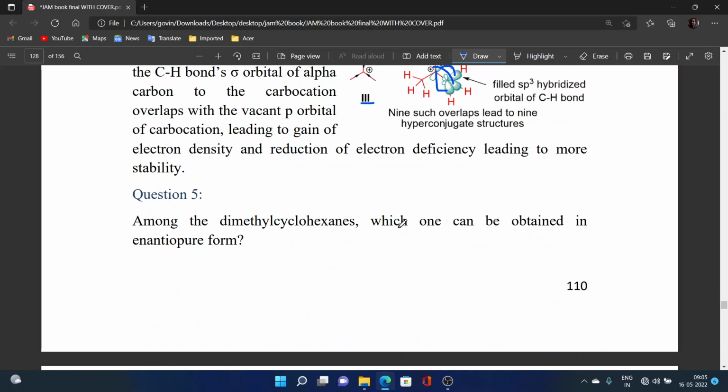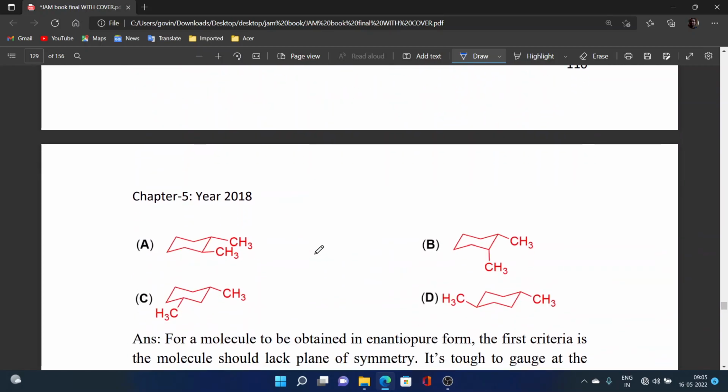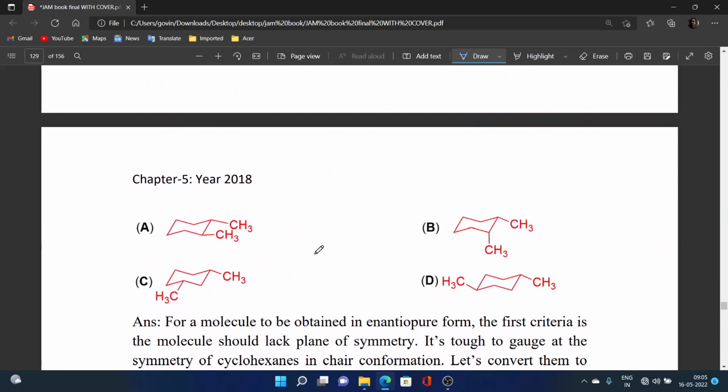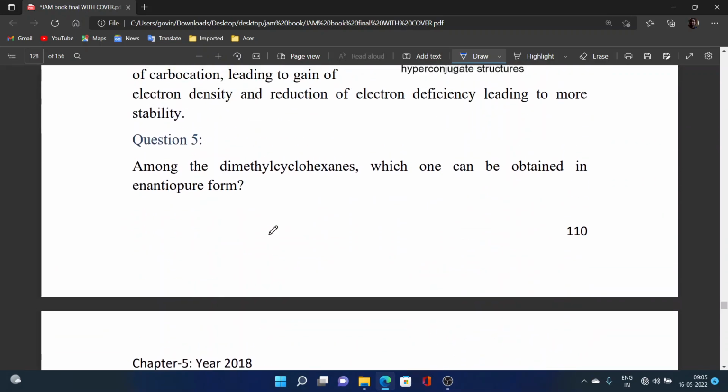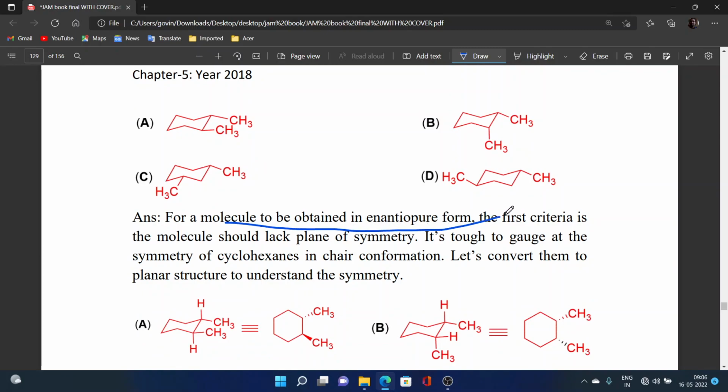Last question for today's session. Among the dimethyl cyclohexanes, which one can be obtained in enantiomer pure form? So these are the dimethyl cyclohexanes which can be obtained in enantiomer pure form. That means it should not have a pair of enantiomers, right? So for a molecule to be in enantiomer pure form, the first criteria is the molecule should lack a plane of symmetry, right? If a plane of symmetry is there, that means chirality is lost. Then we cannot get pure enantiomer form.